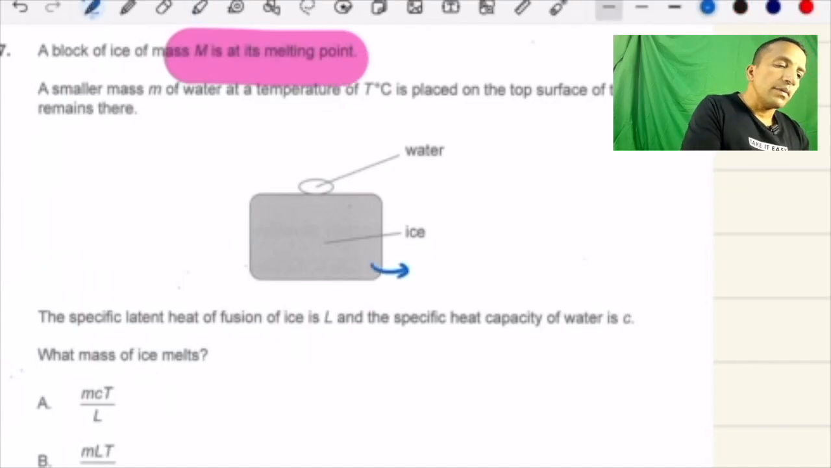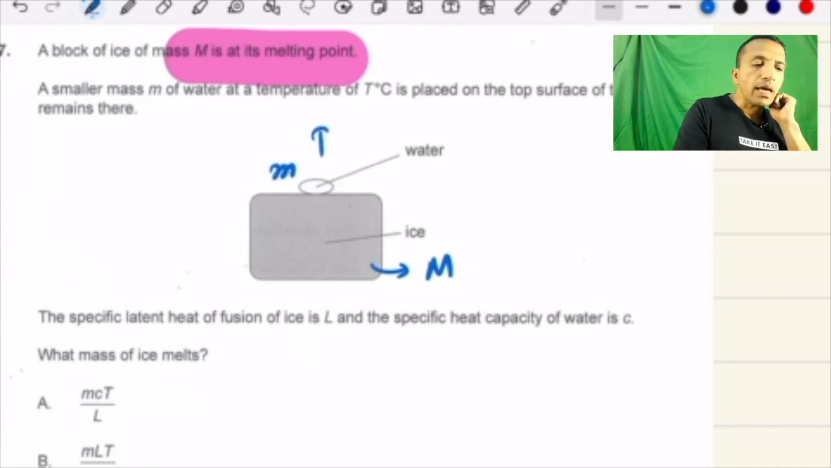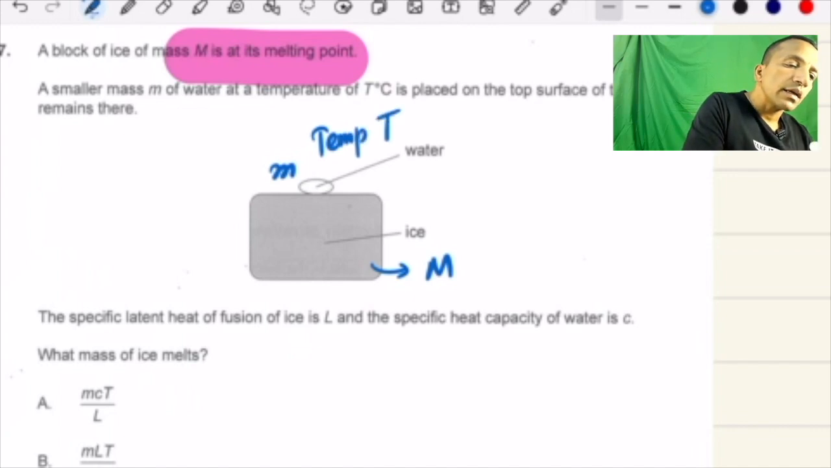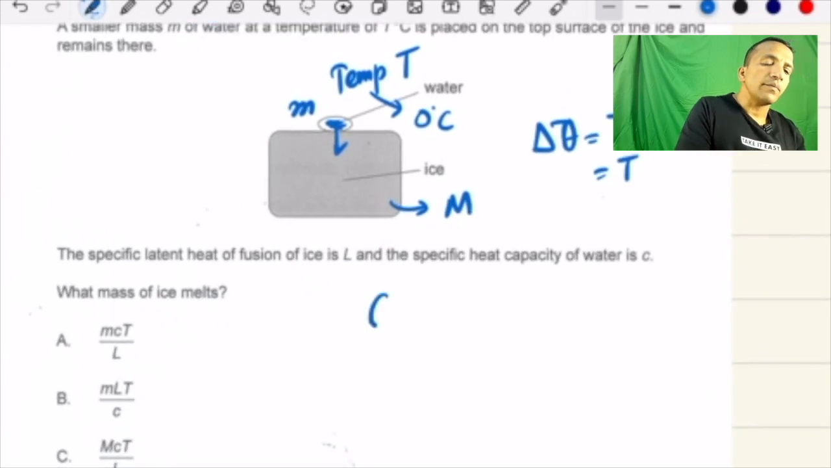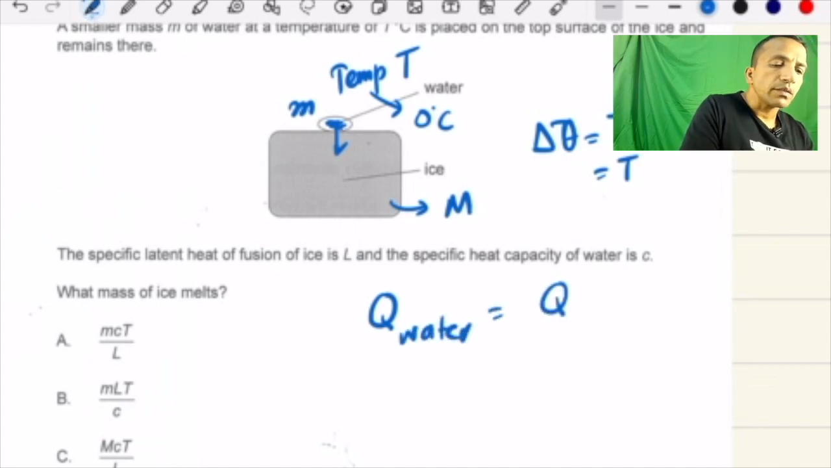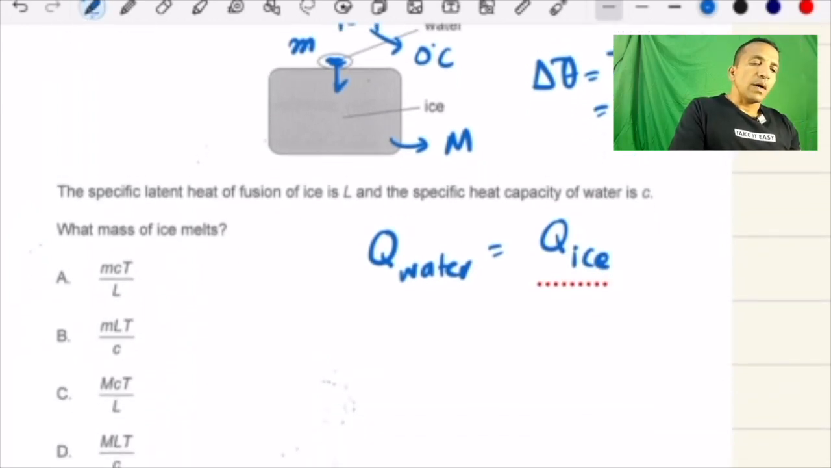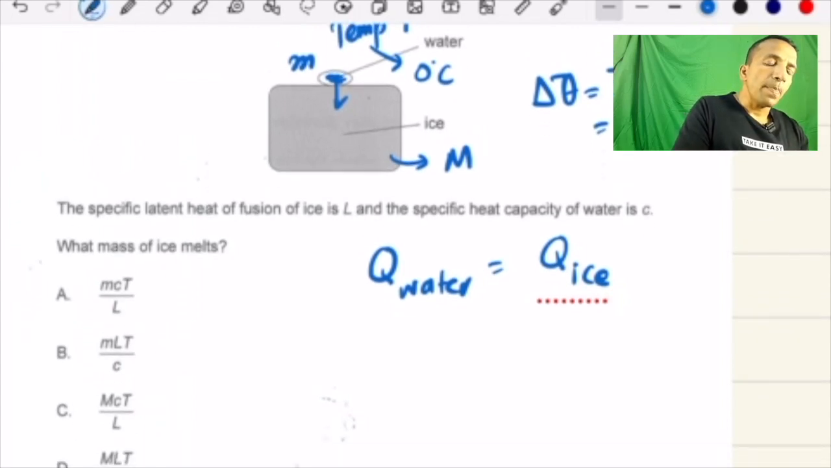Okay. The mass of this ice is capital M. There's a mass of water and its temperature is capital T. So when water, what happens? Ice will absorb this energy from water and water will end up at 0 Celsius, right? So the change of temperature at the end will be T minus 0, or T. So by conservation of energy, heat given by water must be equal to heat absorbed by ice. So part of the ice will end up being water, right?